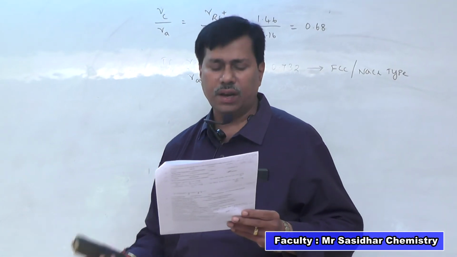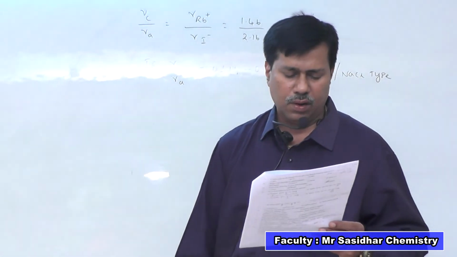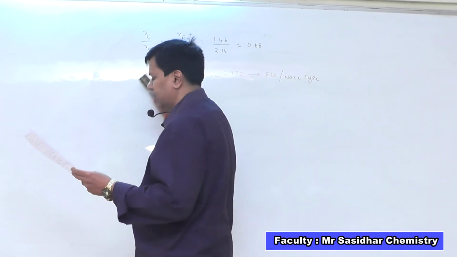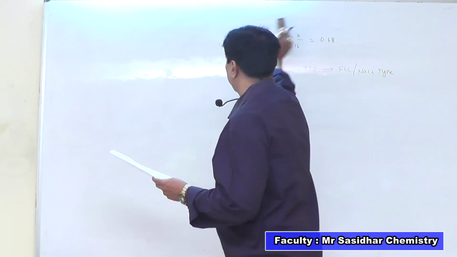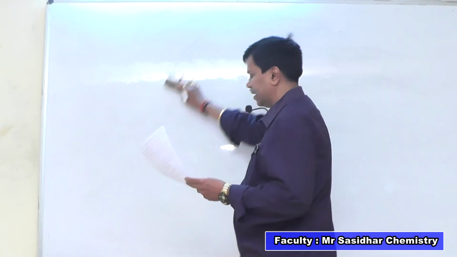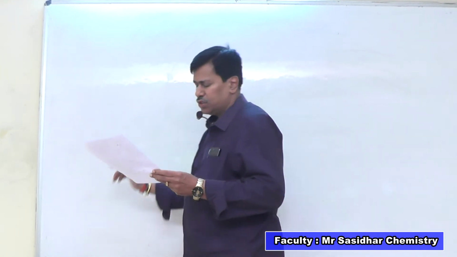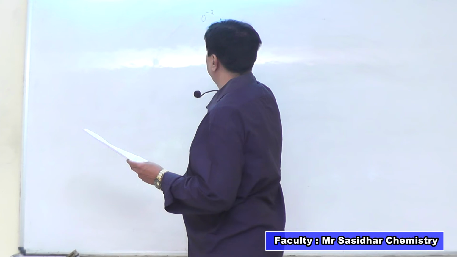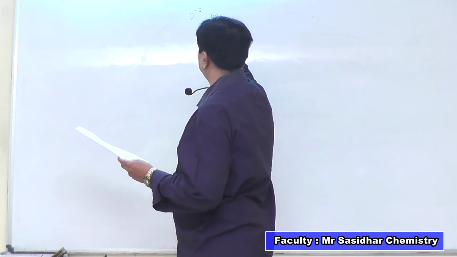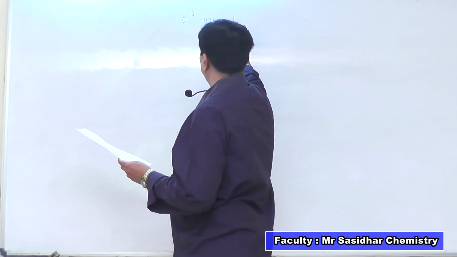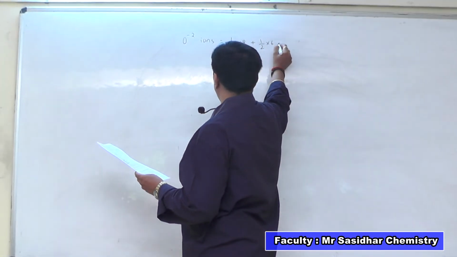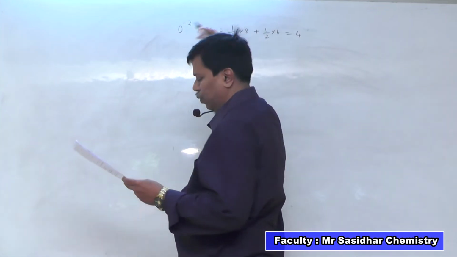Moving to question number 49. In a compound XY2O4, oxide ions are in CCP lattice. So let us first count the oxide ions. So O minus 2 ions will be 1 by 8 into 8 plus 1 by 2 into 6, that will be 4.